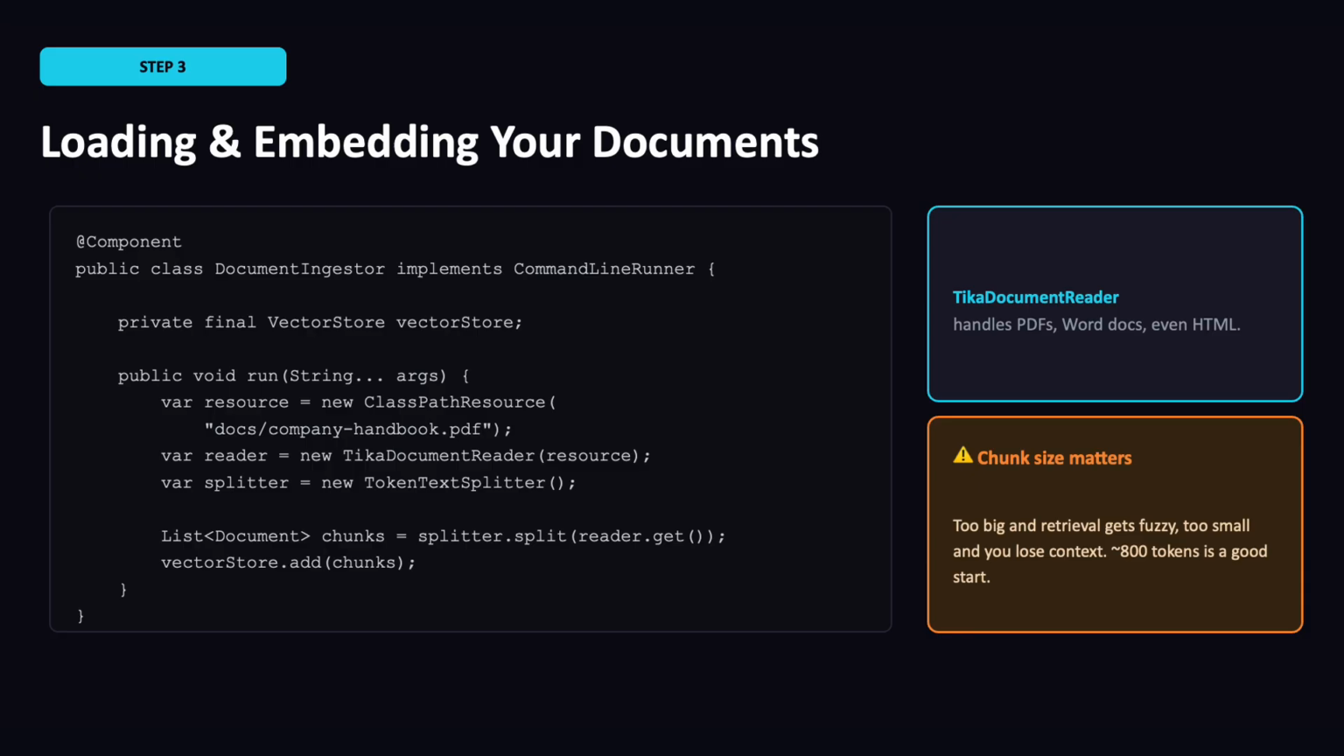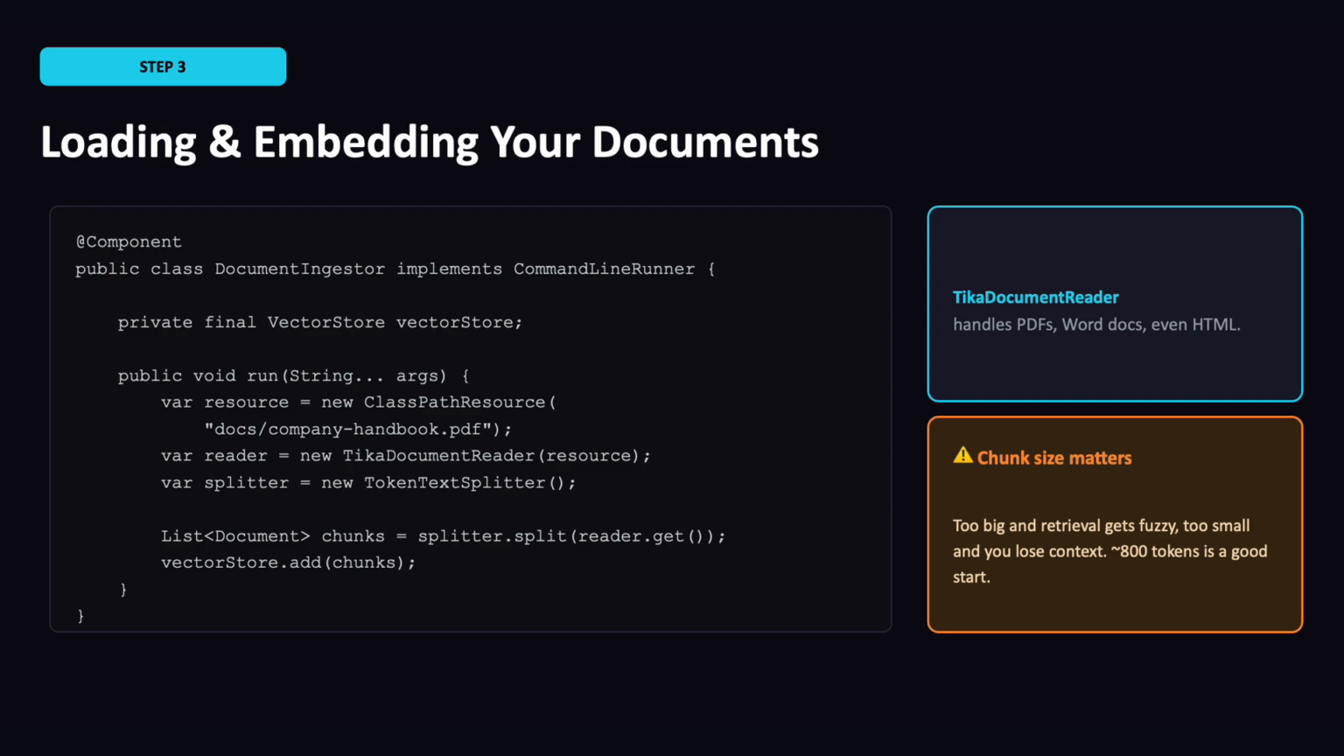The document reader reads the file: PDF, Word doc, HTML, it doesn't matter. Token text splitter breaks it into chunks, and vector store dot add embeds and stores them.